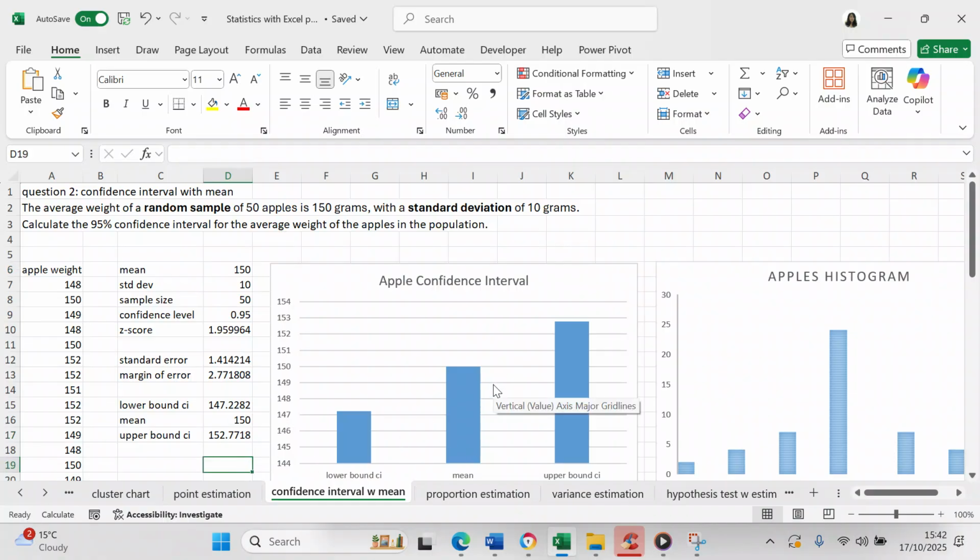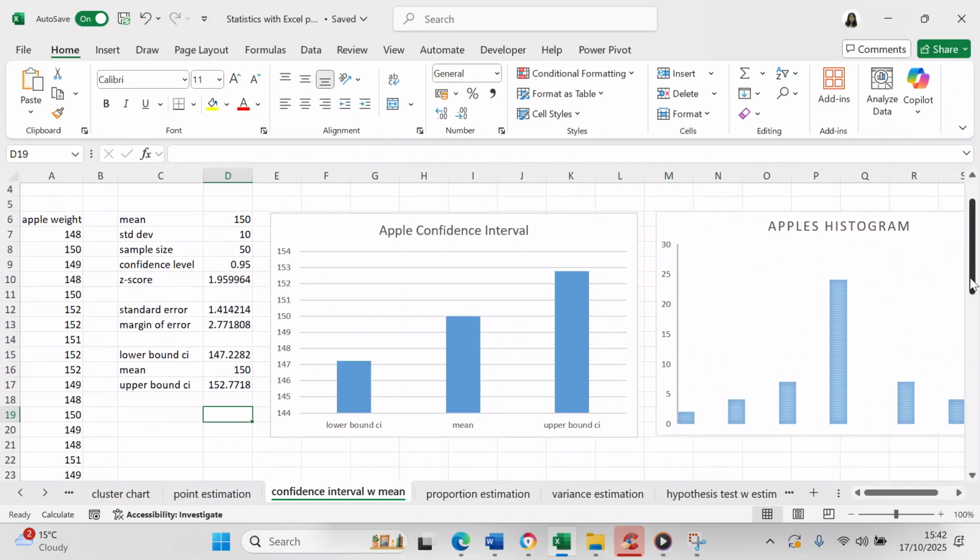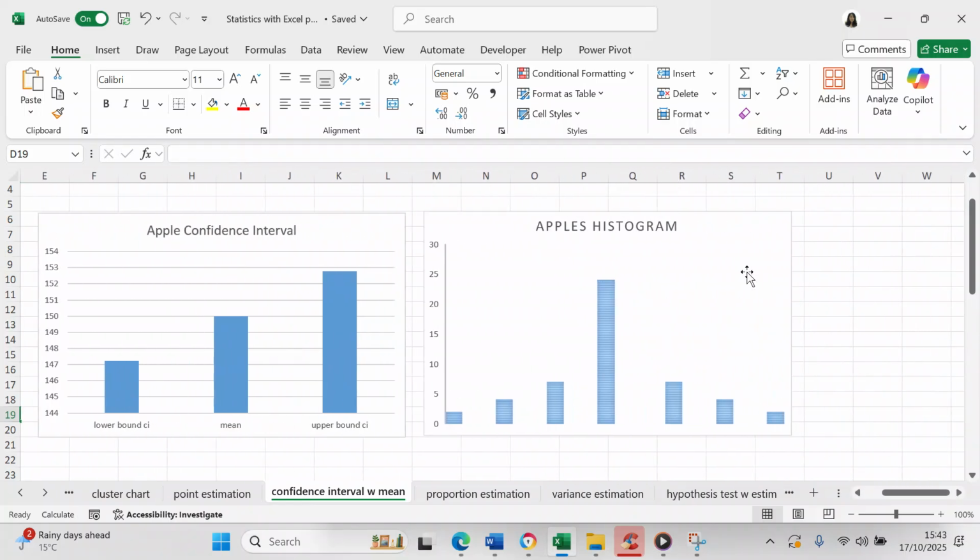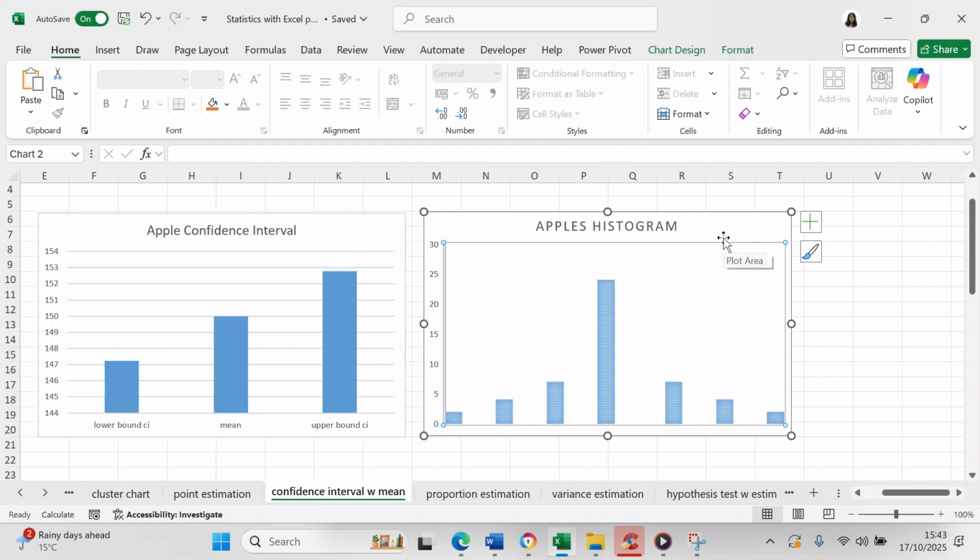So now you've got your mean, your standard deviation, your sample size, your confidence level, your z-score, standard error, margin of error, and then you've got your lower bound, your mean, and then your upper bound. We made a column bar chart, so you can see that your lower bound is 147.2282, your mean is 150, and your upper bound is 152.7718.